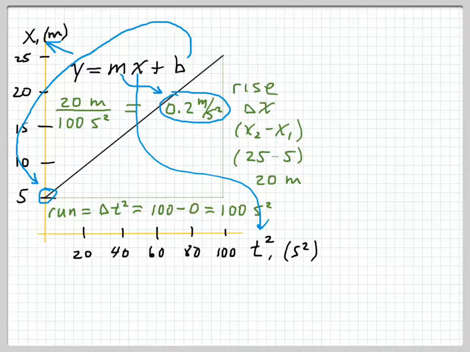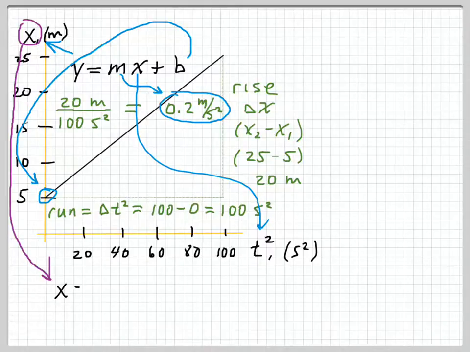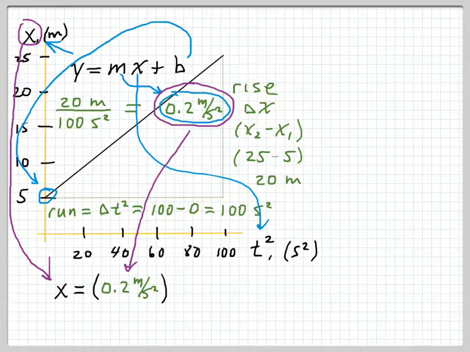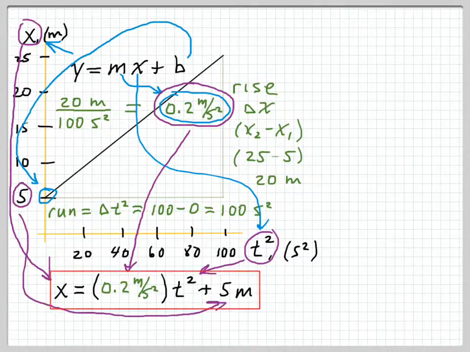So let's put it all together. So the x comes from the dependent variable, equals the slope, which in our case is 0.2 meters per second squared, times the independent variable, which is t squared, plus the y-intercept, which is 5 meters. So that's the end result for how the two variables in this graph, position and time squared, are related.